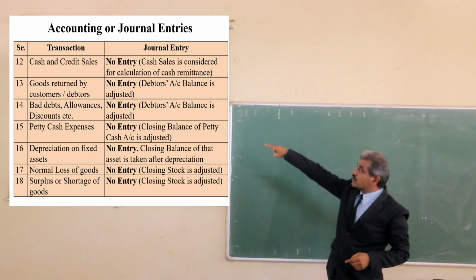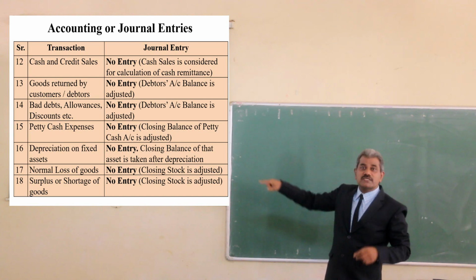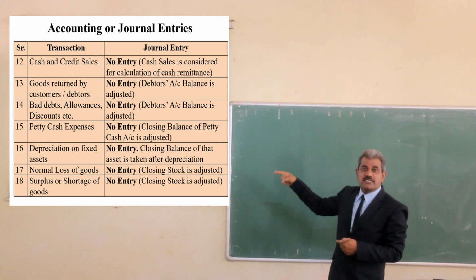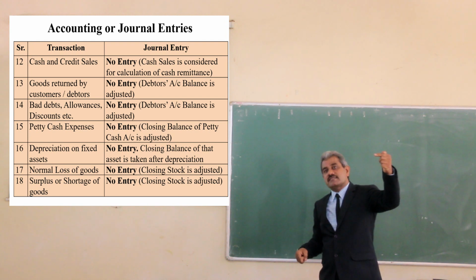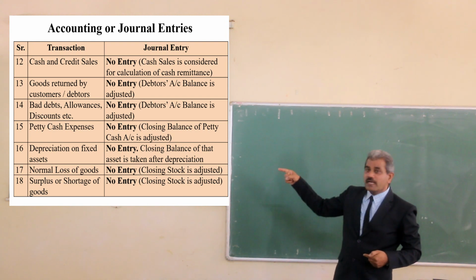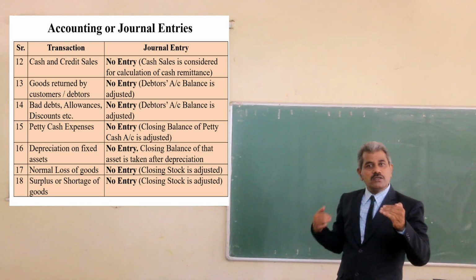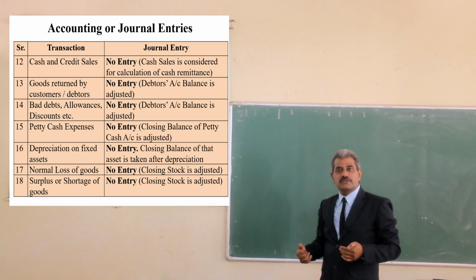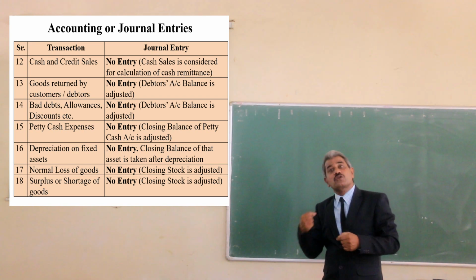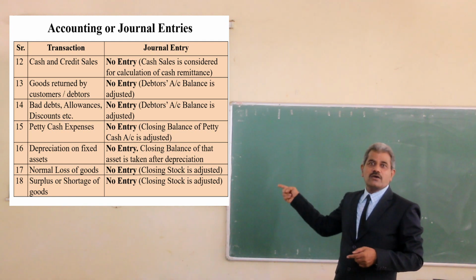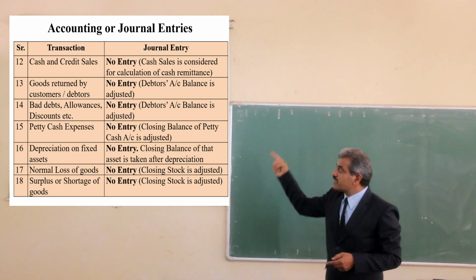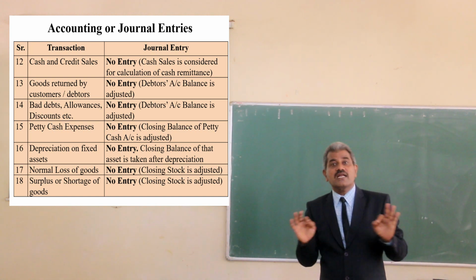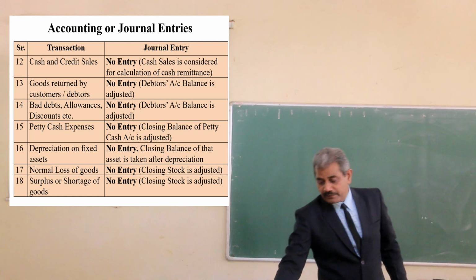Goods returned by branch debtors, bad debts, allowances, discounts are deducted from the debtors to find out the closing balance. In the same way, petty cash expenses are deducted from the petty cash balance to find out the closing balance. Depreciation is deducted from the fixed asset to find out the closing balance of that fixed asset. Normal loss of goods or the shortage of goods is also deducted to find out the closing stock of goods. Surplus is added to find out the closing stock of the goods. So these items are adjusted and not shown separately, not recorded separately. Is that clear?